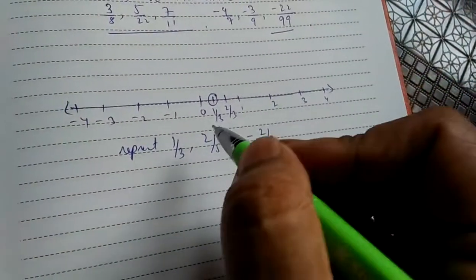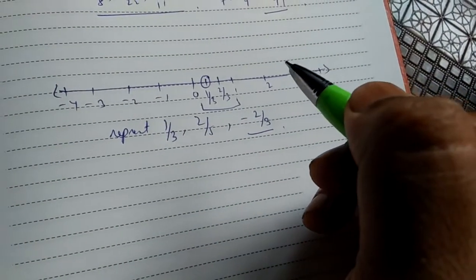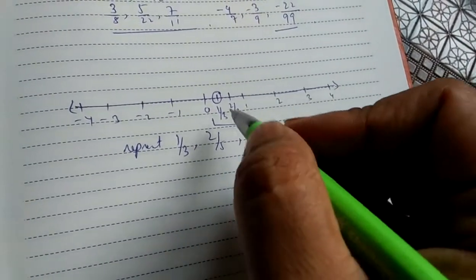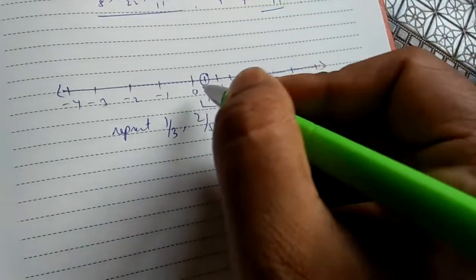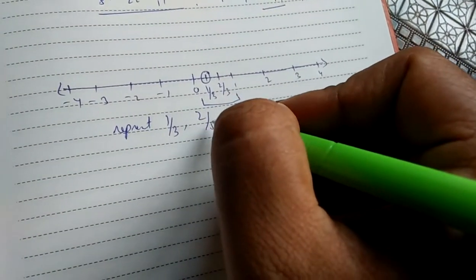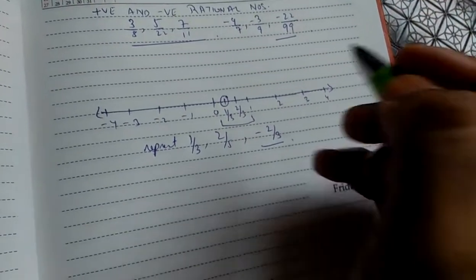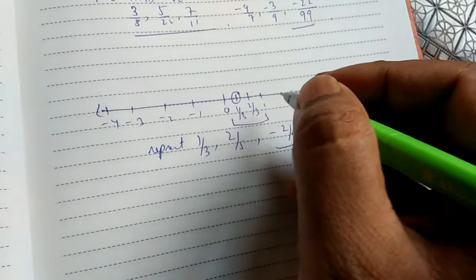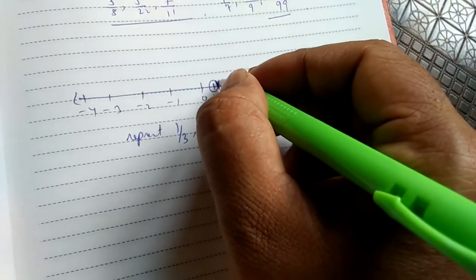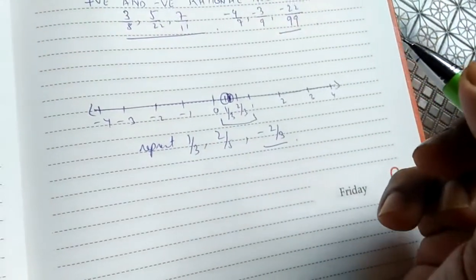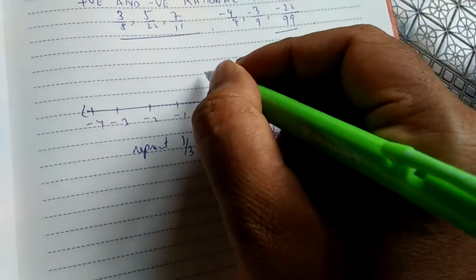Alright. Represent 2 by 5. So 2 by 5 is, we have to divide 0 and 1, the space between 0 and 1, into 5 equal parts, and then we have to take 2 parts. Alright. So 2 by 5 is around 0.4, 1 divided by 3 is around 0.33. So 0.4 will come somewhere here. So this is the point of 0.4. Alright. So this is 2 by 5. This is 1 by 3.